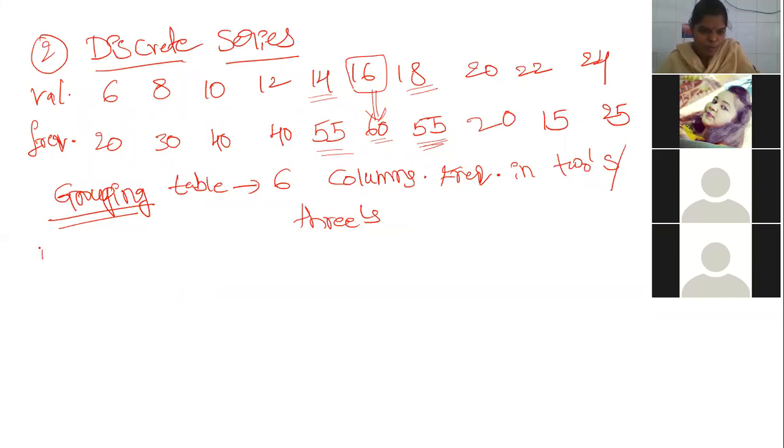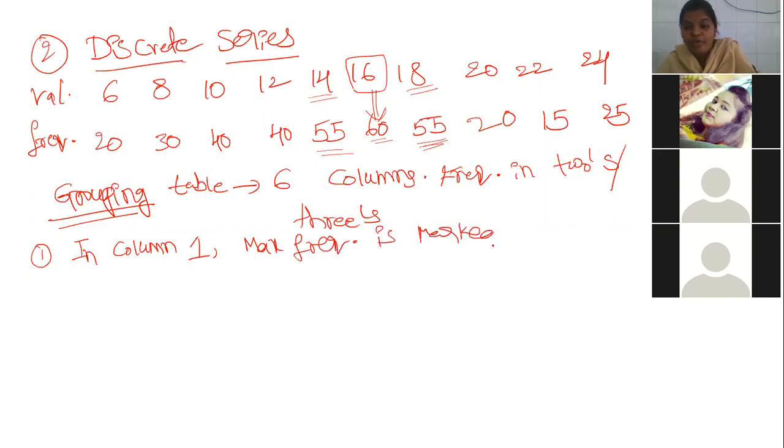Just write down the first point. In column number 1, the maximum frequency is marked. So what we need to do here is go according to these points. You just leave some space for writing the 6 points. Then on the next page, you just take down your data. That is better, no? Simultaneously, we will correlate the points.